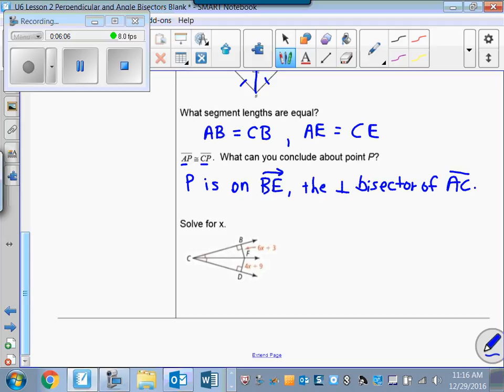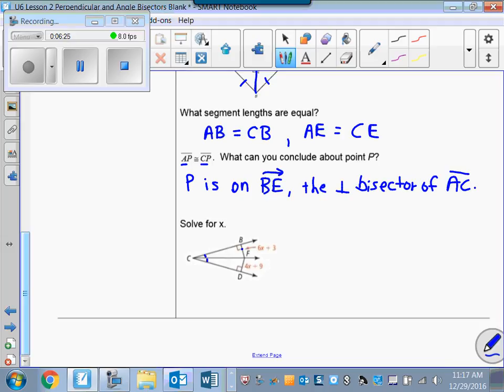All right, here's another example. Solve for x. Well, let's see. We know CF is an angle bisector because these two angles are marked as congruent. We know that FB is congruent to one side of the angle and FD is, not congruent, I'm sorry, perpendicular.